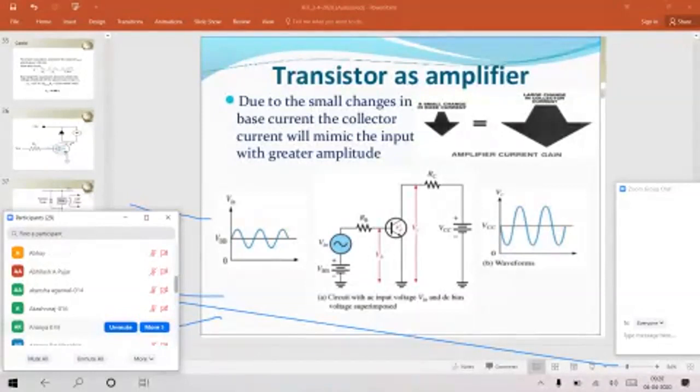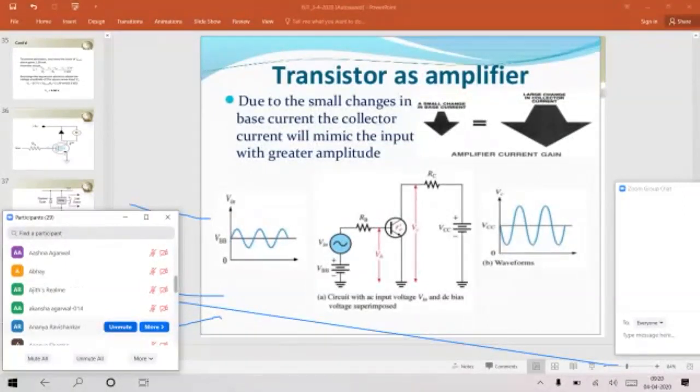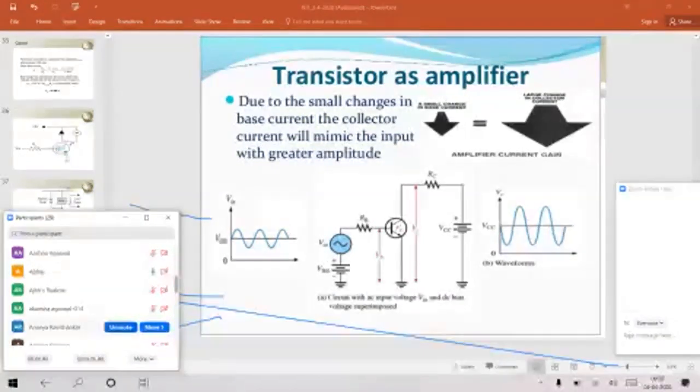By changing base current, when the base current changes, the input current will also change. No. Where will you operate the transistor? How do you configure the transistor so that it will work as an amplifier? That is the question. The simple answer is: the input circuit should be forward biased and the output circuit should be reverse biased. Then it acts as an amplifier. It operates in the active region or linear region.